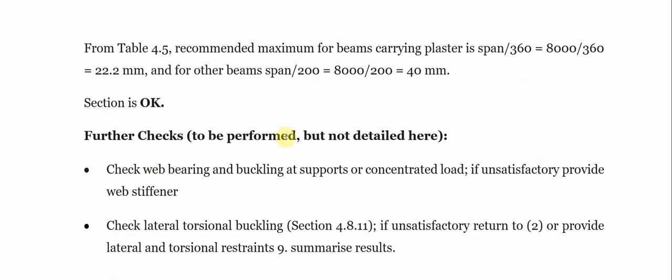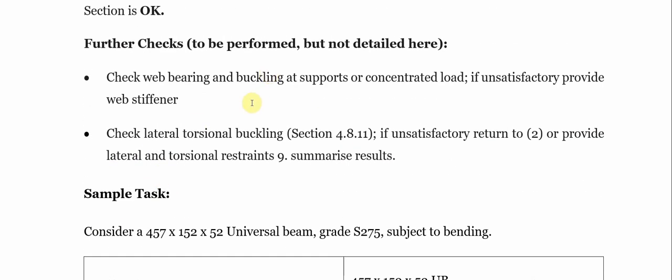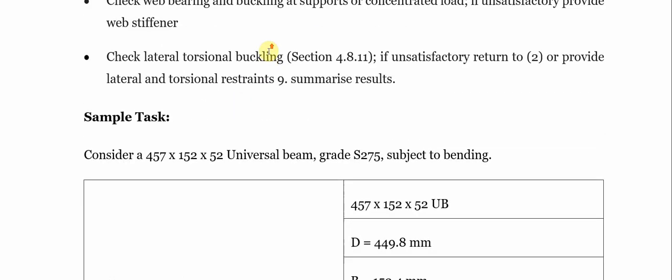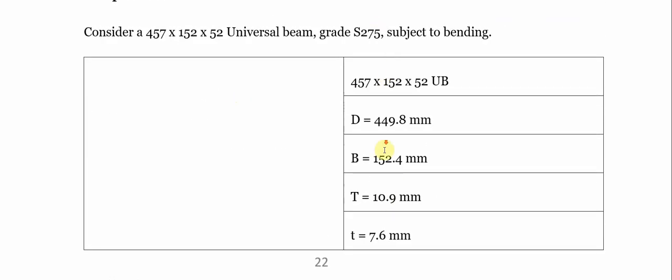For further checks, we can check bearing capacity and buckling later. So the member that we're still considering is this particular one.